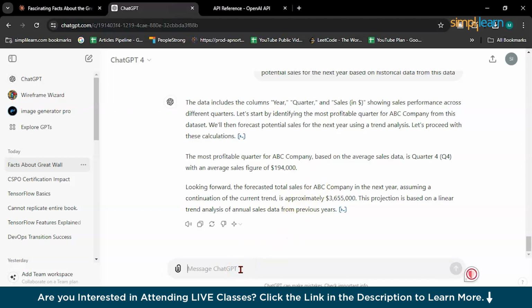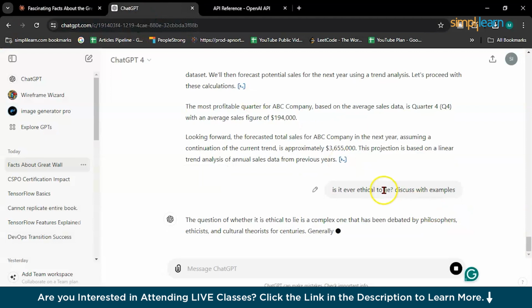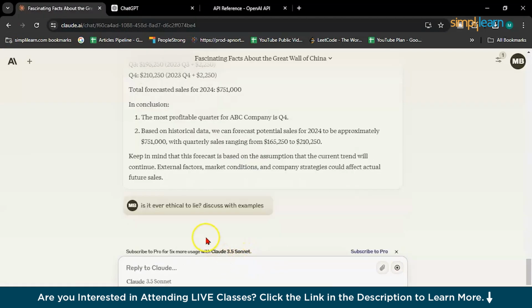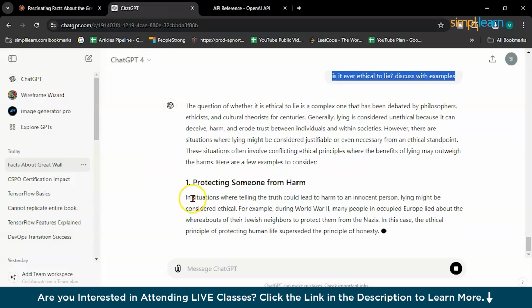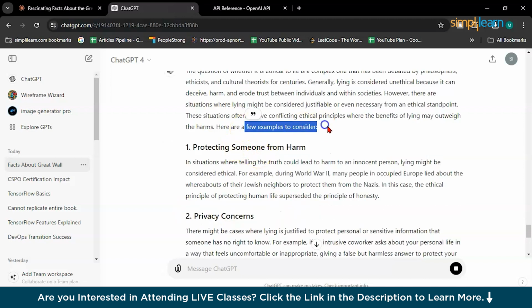So now moving forward, let's do the next category, like solving philosophical and ethical problems. So I will add, is it ever ethical to lie? Discuss with examples. Here I will write the same. Okay, so it is saying the question of whether it is ethical to lie is a complex one that has been debated by philosophers, ethicists, and cultural theorists for centuries. It's giving you a few examples to consider.